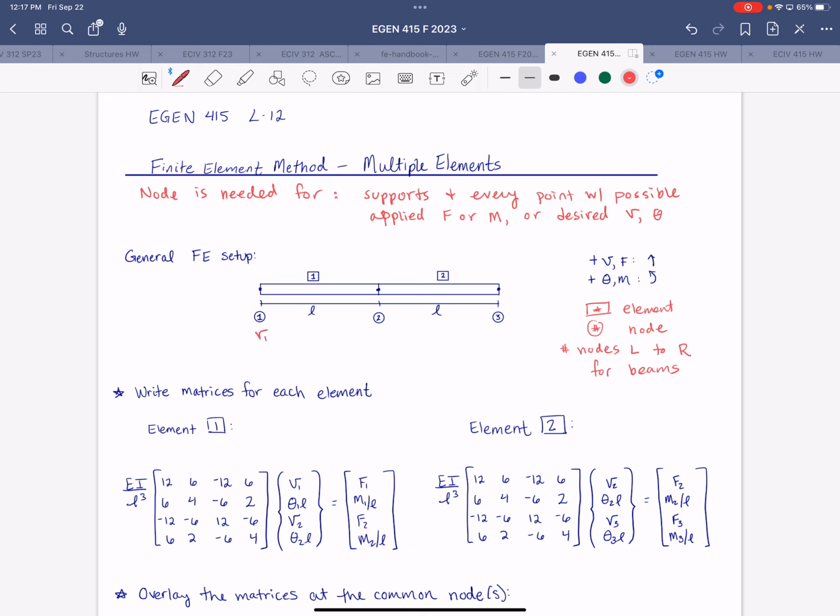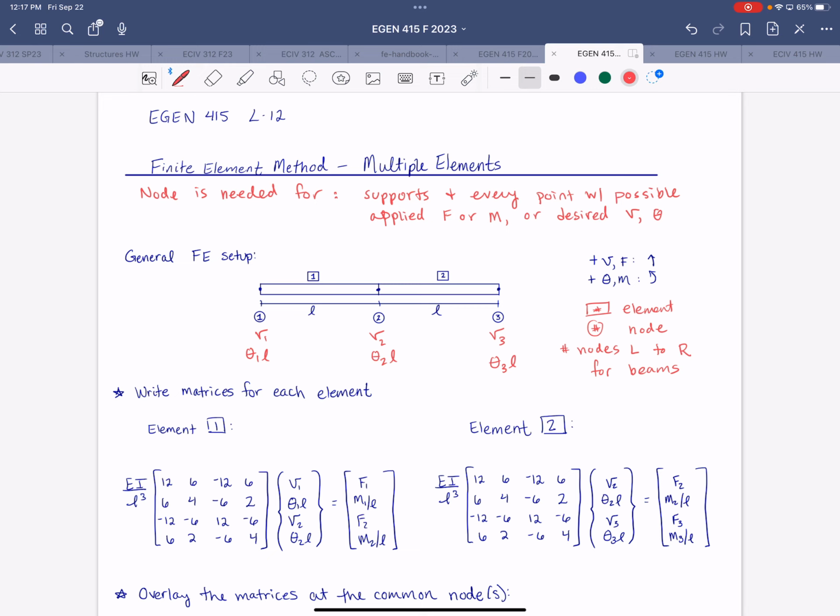All right, so quick allocation of the degrees of freedom here, right? At each node, we've got 2 degrees of freedom, which is transverse displacement and then rotation, normalized to have consistent units between the two.